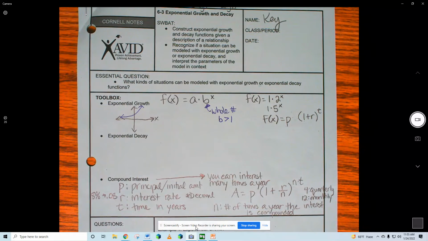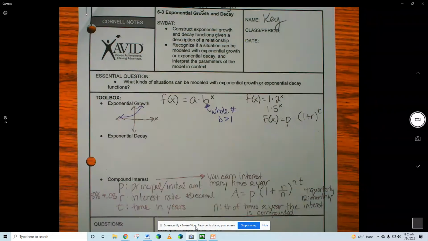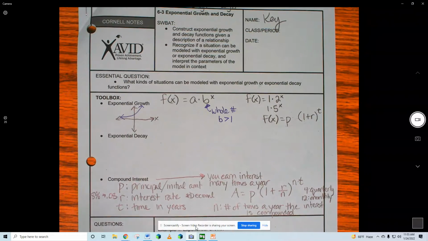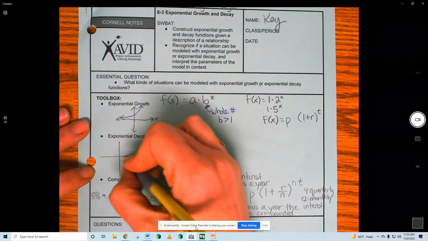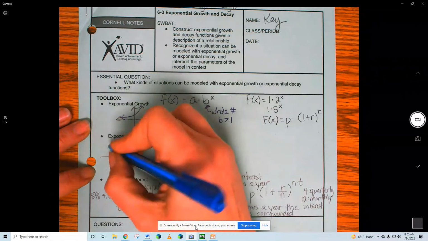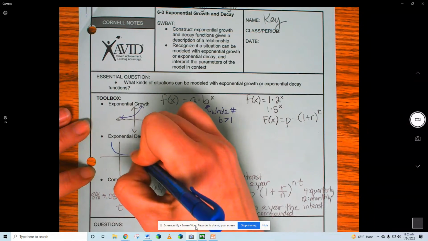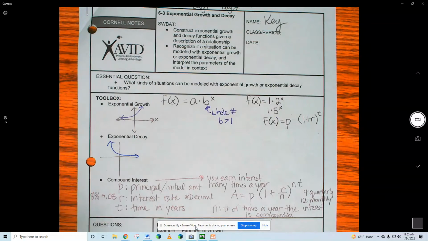Today we're talking about decay. Decay means that I'm making something smaller. I'm getting lower, less. Things could be decreasing at a fast rate. So, the graph of exponential decay, definition first, looks like this. It goes downward.